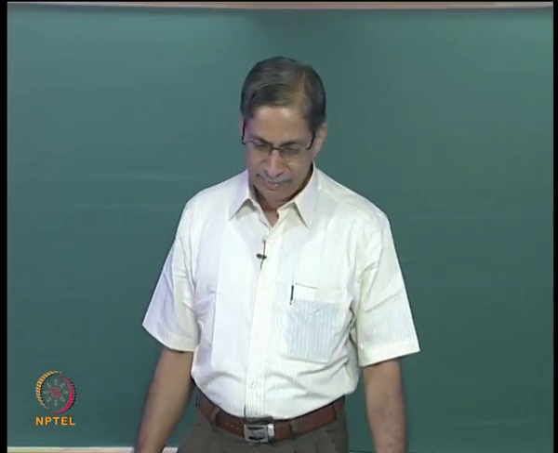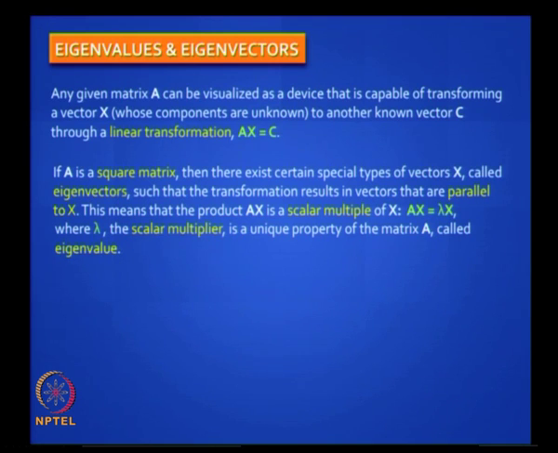So if A is a square matrix, then there exist certain special types of vectors x called eigenvectors, such that the transformation results in vectors that are parallel to x. Very simple. This means that the product Ax is a scalar multiple of x, and that multiple is often designated as lambda. It is called a scalar multiplier, and it is a unique property of the matrix A, and the word eigen comes from German, which really means one, unique. For a non-trivial solution, you see one solution is when x is the null vector.